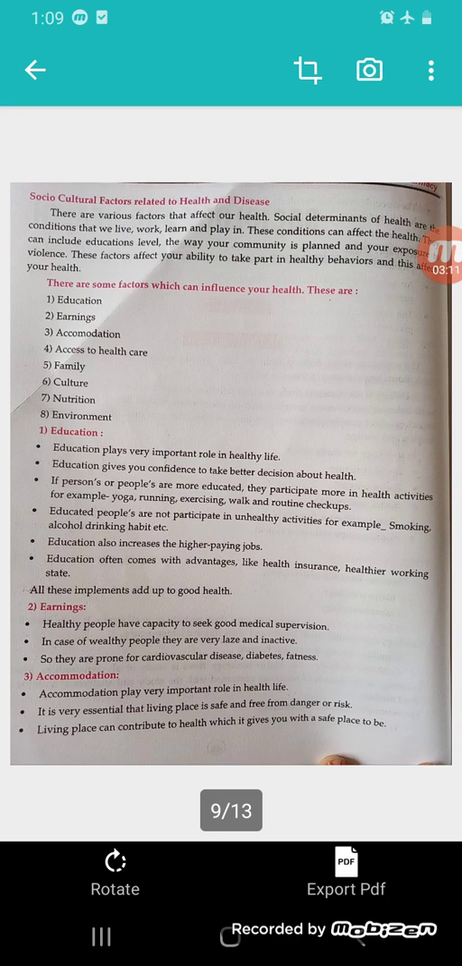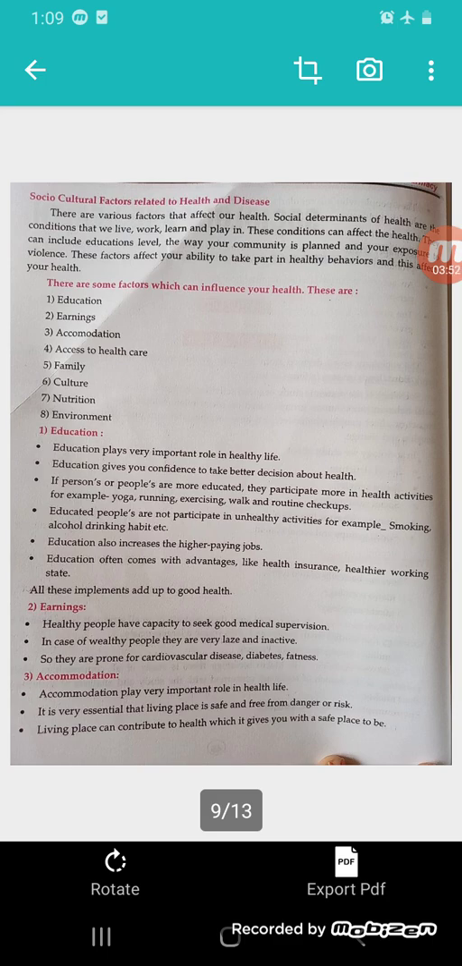Education also increases the chance of higher paying jobs. Education often comes with advantages like health insurance, healthier workers, healthier working states. That means if a person is working in multinational companies or software companies, along with that person, their family also gets health insurance. All this adds up to good health.